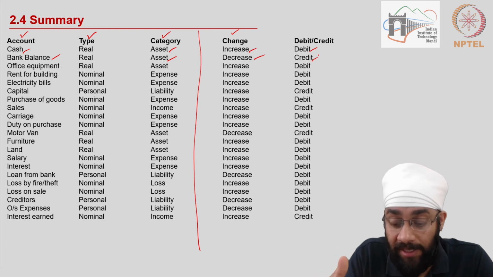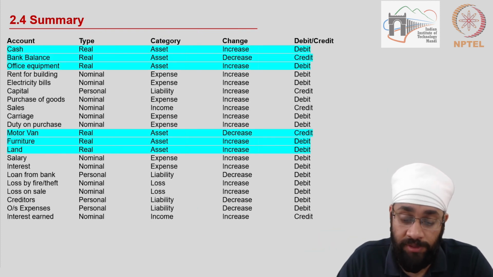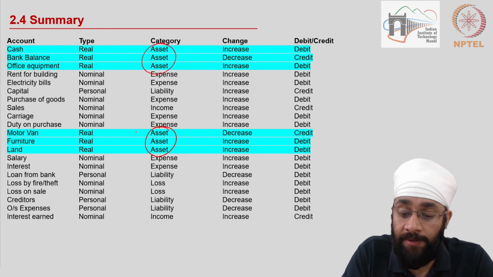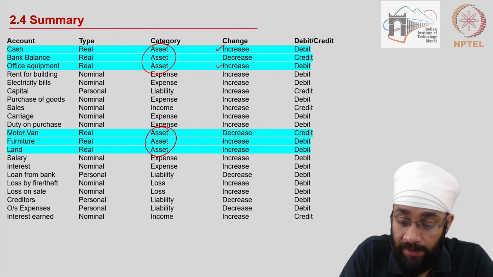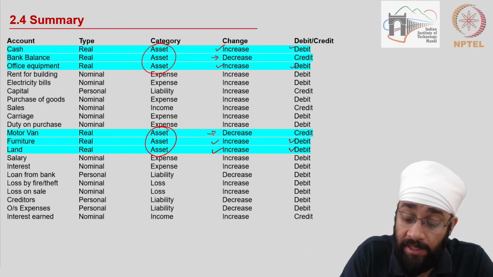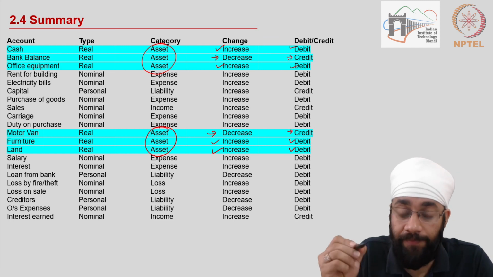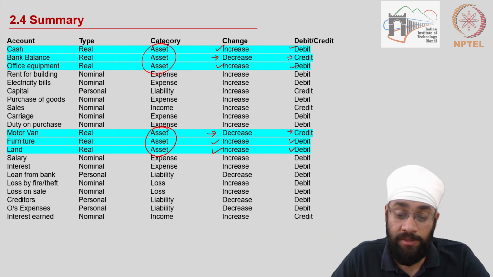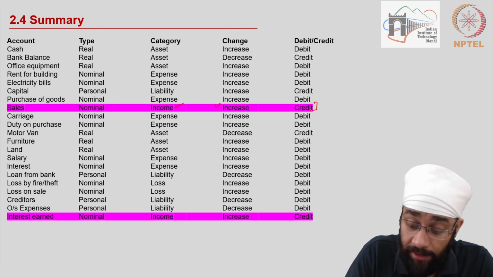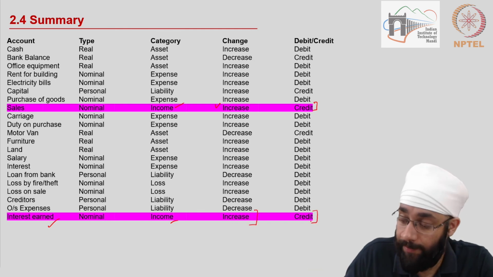So like this, what are the key learnings from this tutorial? So here you go. So all the assets, you have all the assets here. When asset increases, it is shown by debit, debit, debit and debit. And whenever the asset decreases, it is shown by a credit. That is the learning from this slide. Next up, you have incomes. So sale is an income. Whenever income increases, you have a credit. Interest earned is an income. Whenever income increases, you have a credit.